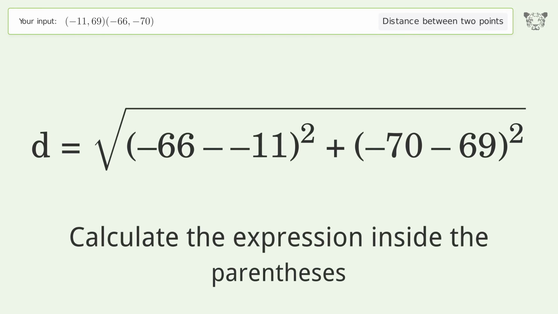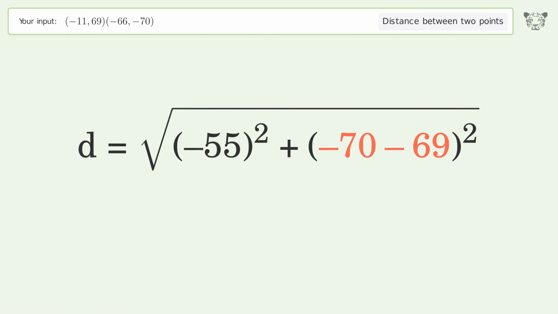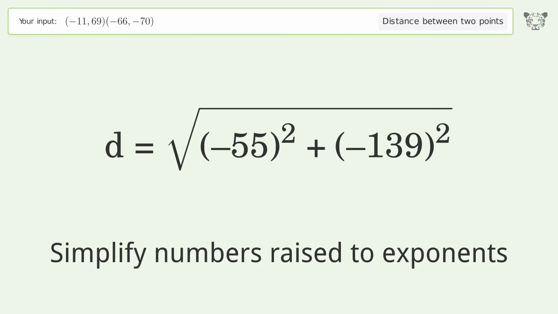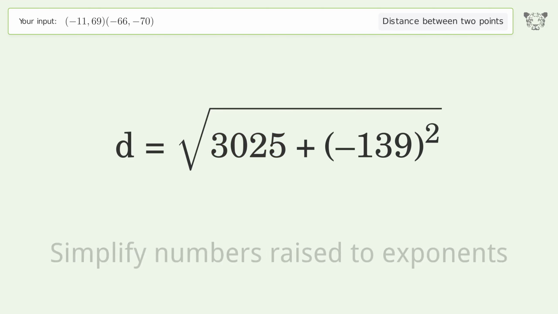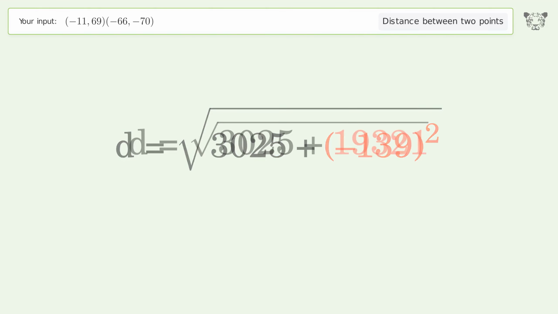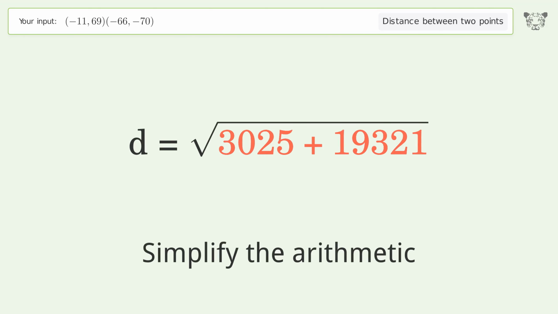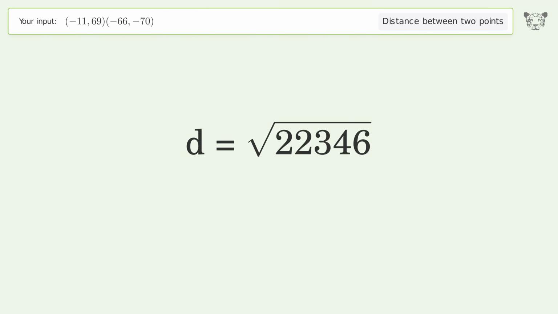Calculate the expression inside the parentheses. Simplify numbers raised to exponents. Simplify the arithmetic. And so the distance between the 2 points is the square root of 22,346, or 149.486.